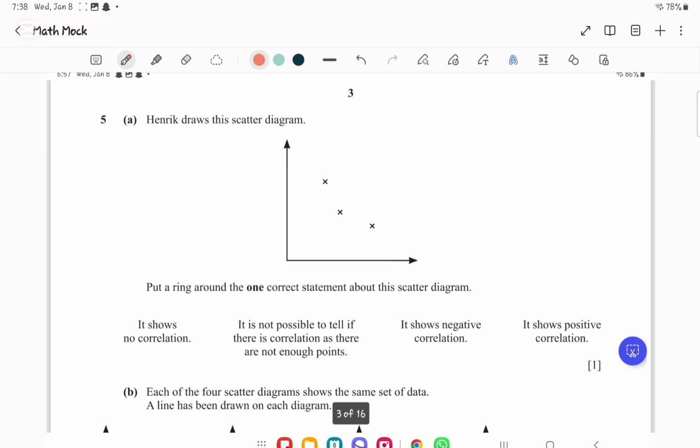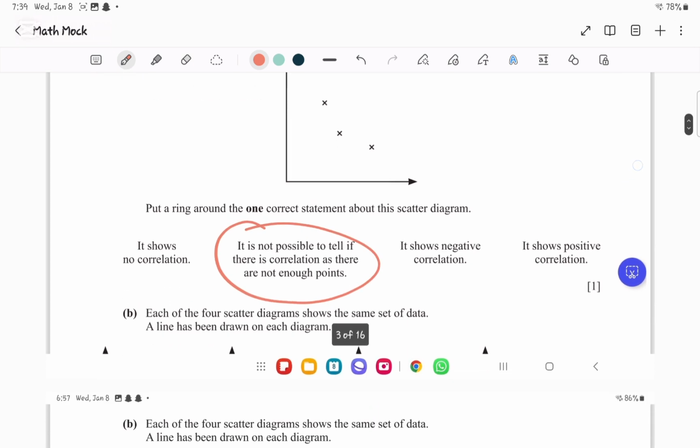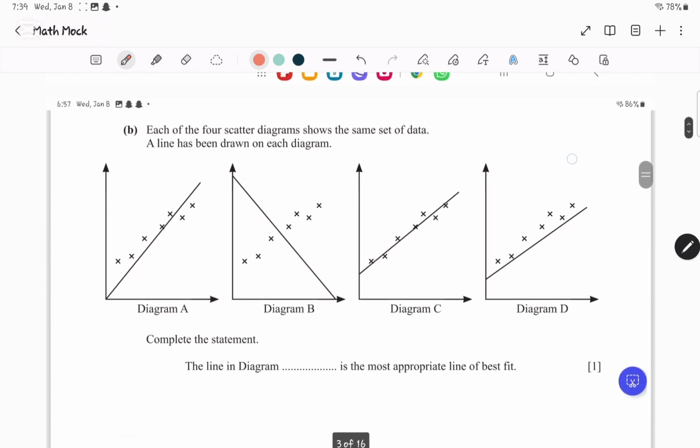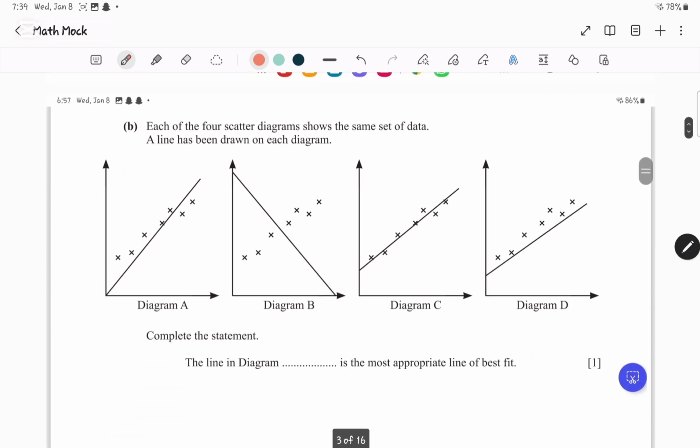It shows no correlation. Actually, to be honest, 3 points is not enough to determine if there is correlation or not. It is not possible to tell if there is correlation as there are not enough points, exactly what I said. It shows negative correlation, it shows positive correlation. No, because we don't have a lot of points, it's not going to be enough for us to determine if it's correlated or not.